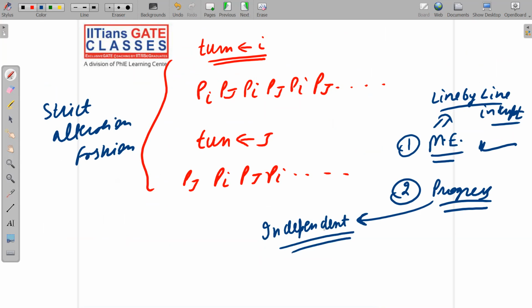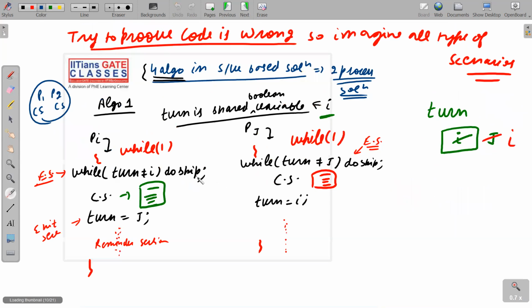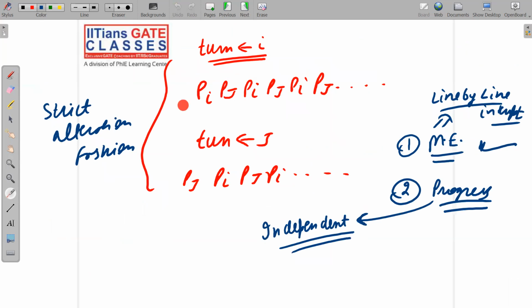Independent means Pi can go in and out of the CS again and again without affecting Pj, and Pj can enter into the CS again and again without affecting Pi. It should happen, but since there is a strict alternation fashion, there is no independence, so progress fails. Now let me try to explain the proper definition.